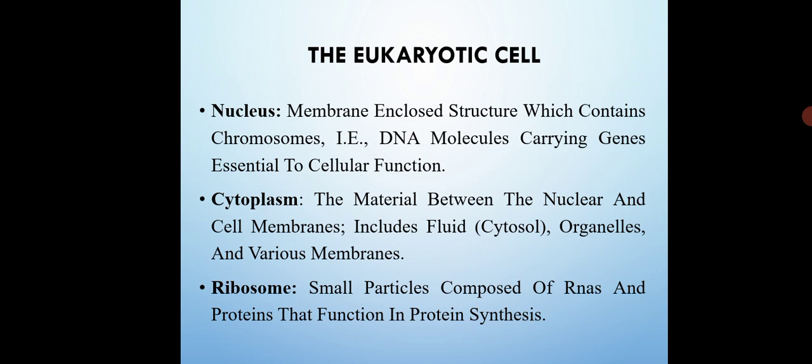If you see the eukaryotic cell, the nucleus is a membrane-enclosed structure which contains chromosomes, the DNA molecules carrying genes essential to cellular function. The cytoplasm is the material between the nuclear and cell membrane, which includes the fluid cytosol, organelles and various membranes. A very important organelle for protein translation is the ribosome, a small particle composed of RNAs and proteins that functions in protein biosynthesis.